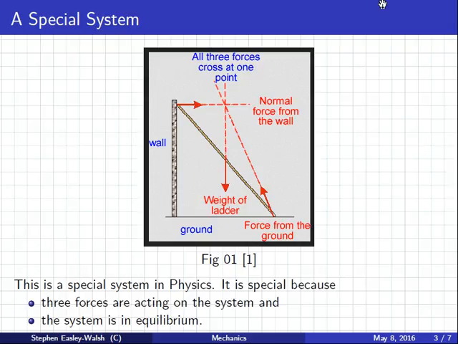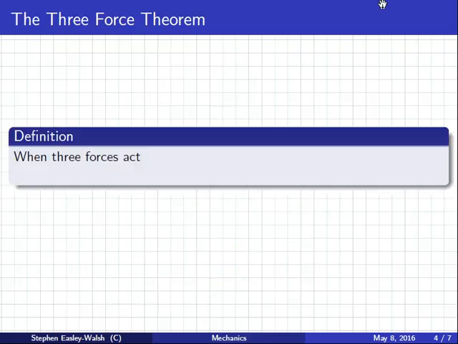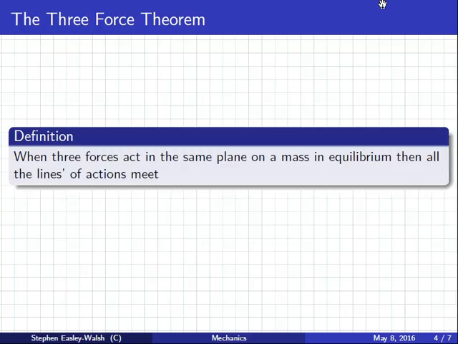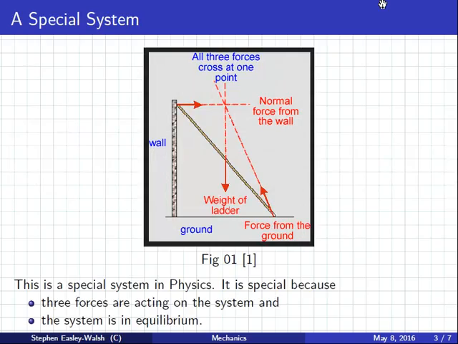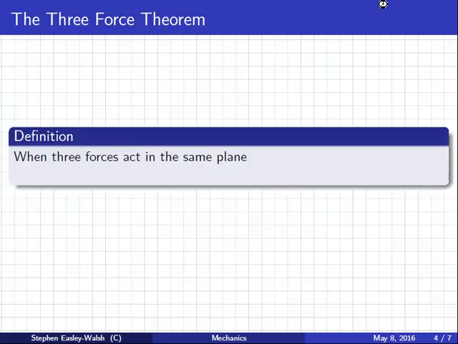Okay? So the definition is when 3 forces act in the same plane on a mass in equilibrium, then all the lines meet at one common point. So this is like the definition, the idea. You can write this down. And also, after you write it down, I then would like you to draw this as an example underneath the definition.